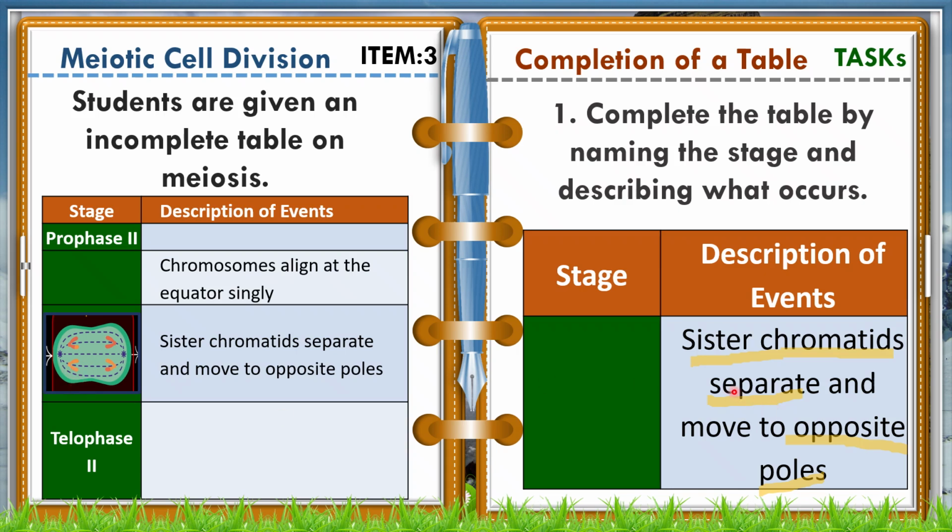Now, which stage is that one where sister chromatids separate and move to opposite poles? That stage is what we call anaphase 2. So this stage that we are seeing here is anaphase 2. And what happens during anaphase 2? The sister chromatids separate and move to opposite poles, as we are seeing them here, separating and moving in different directions. That is anaphase 2.